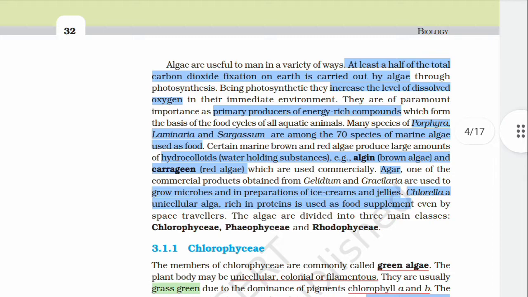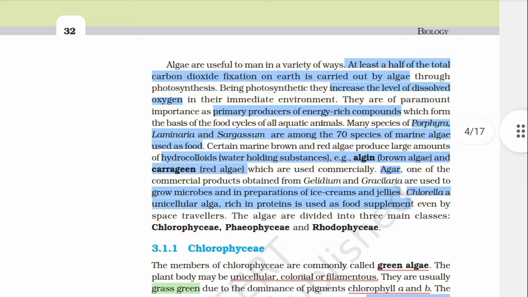organisms like brown algae and red algae have a large amount of hydrocolloids. What are hydrocolloids? They are water holding substances. They keep the water in them for a longer time. Example, algin in brown algae and carrageen in red algae. And the sixth point is agar. So agar is a commercial product and it is obtained from Gelidium and Gracilaria. This agar is used for preparation of ice creams and jellies, and it is used for growing microbes.